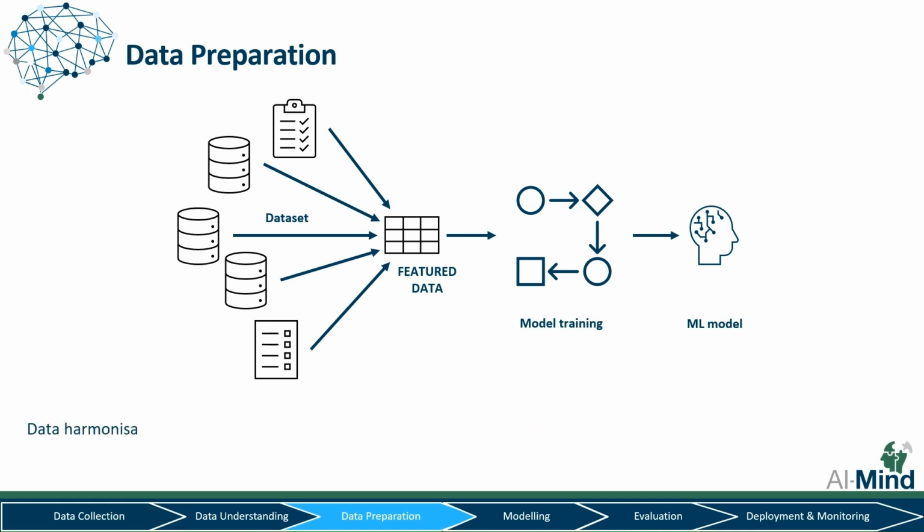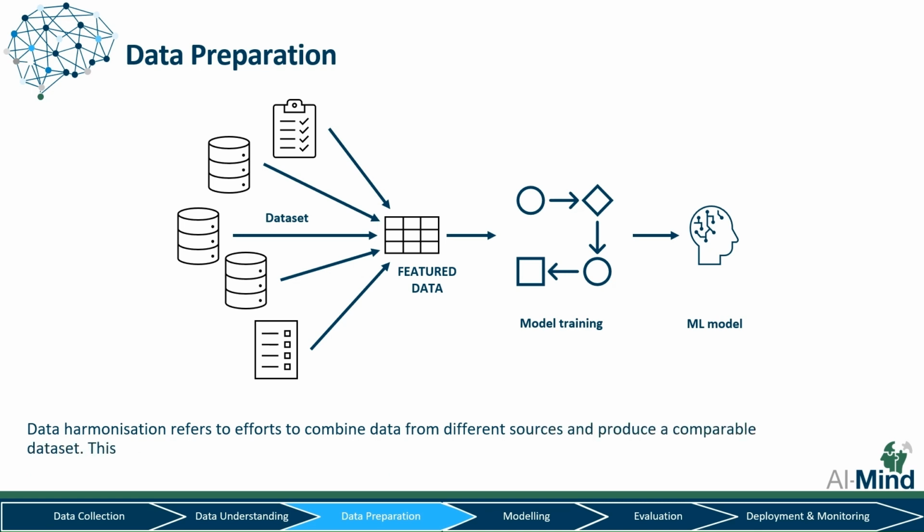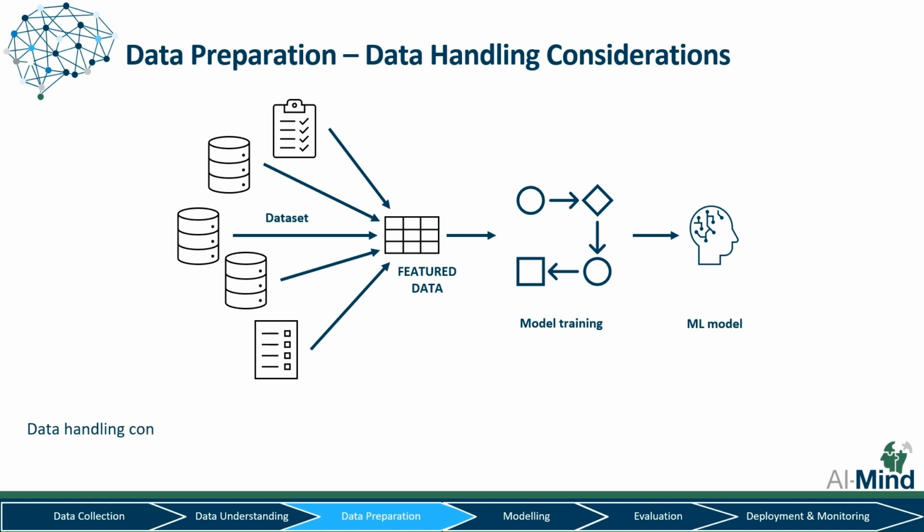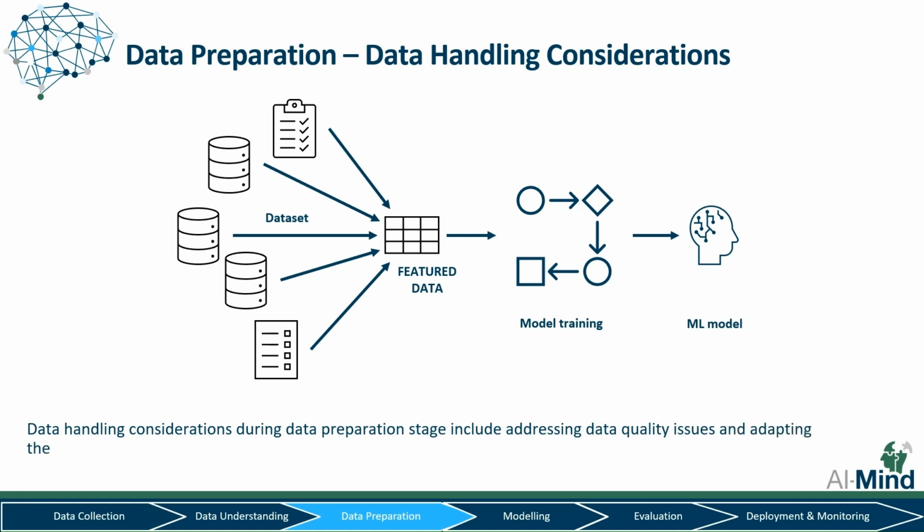Data harmonization refers to efforts to combine data from different sources and produce a comparable dataset. This process usually involves data mapping from the original format to a standardized format. Data handling considerations during data preparation stage include addressing the data quality issues and adapting the format of all relevant data fields to enable subsequent data analysis and modeling.